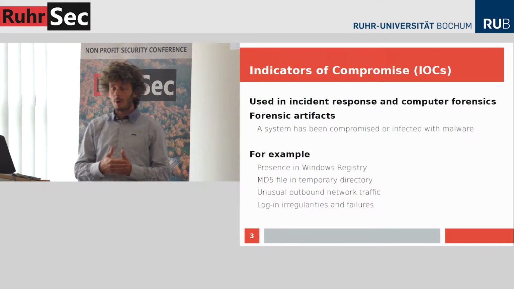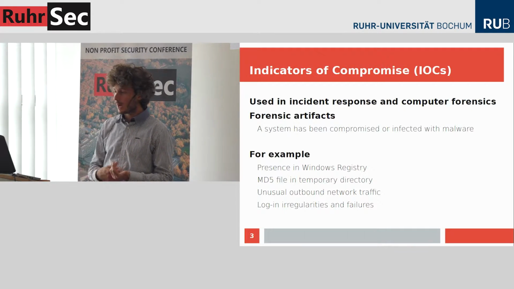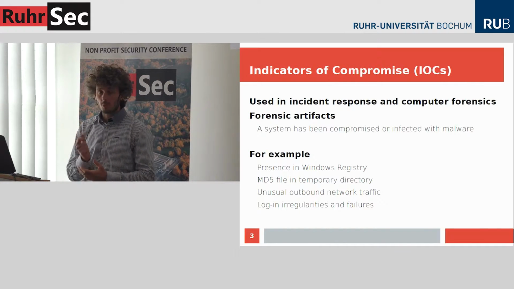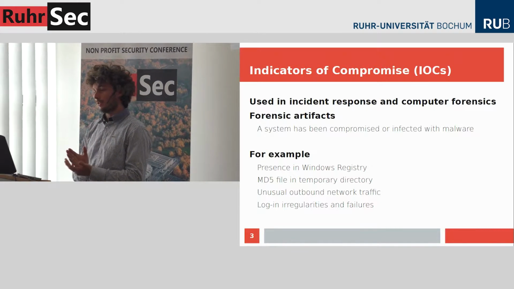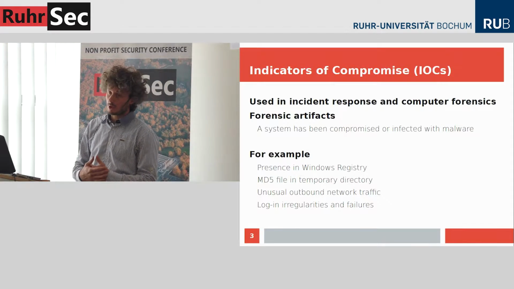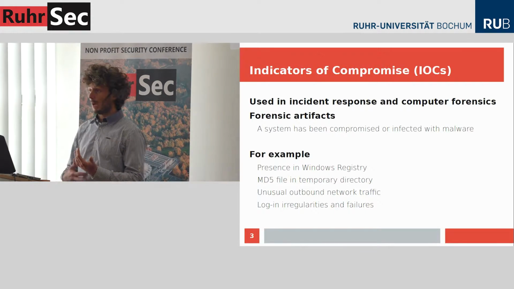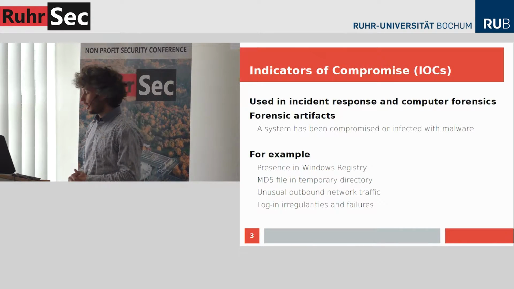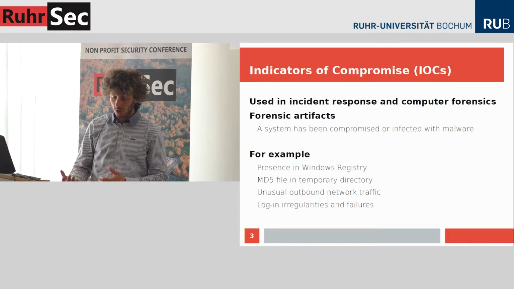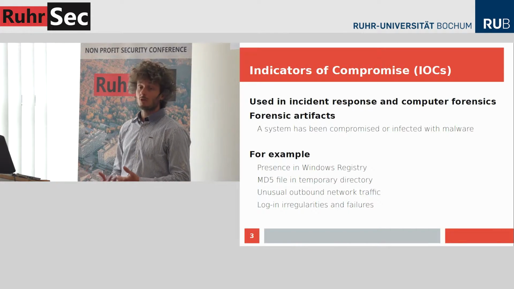An indicator of compromise is normally used in incident response operations as much as in computer forensics, because an indicator of compromise is actually a forensic artifact that is used to indicate whether a system has been either compromised by an attacker or infected by a malware. So if you work in a company that does consultancy services and you do a forensic analysis of a system, what you look for are indicators of compromise.